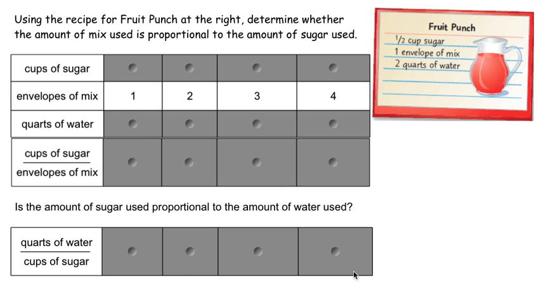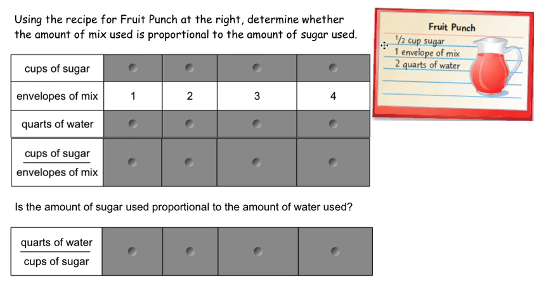Here's another example. We have a recipe over on the right for some fruit punch. It takes a half a cup of sugar, 1 envelope of mix, and 2 quarts of water. So if we use that recipe, we want to determine whether the amount of mix that we use is proportional to the amount of sugar used. Well, let's take a look.